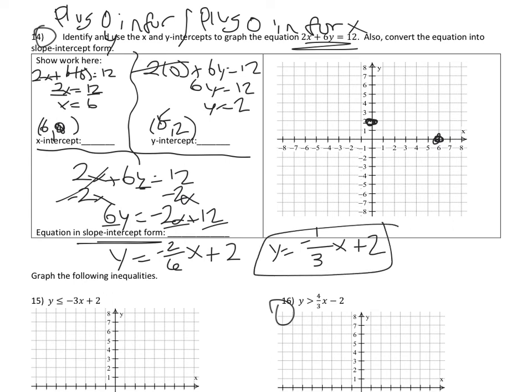That's my equation in slope-intercept. Let's see if it applies. Start at the y-intercept, which is 2, down 1 over 3, down 1 over 3. We still get the same line. There you go.